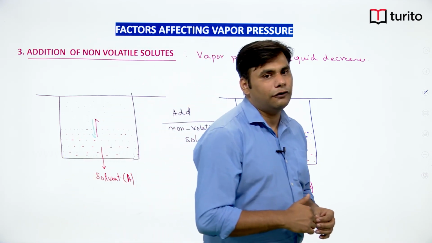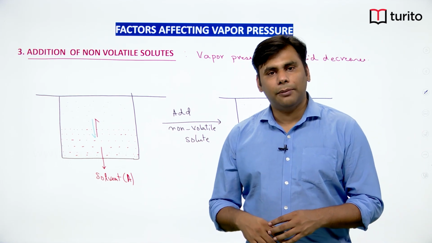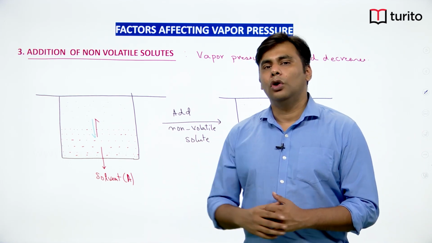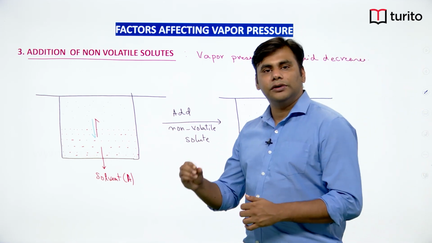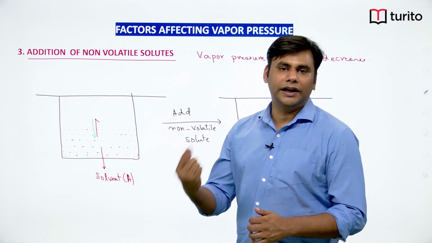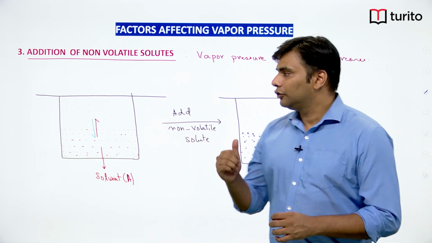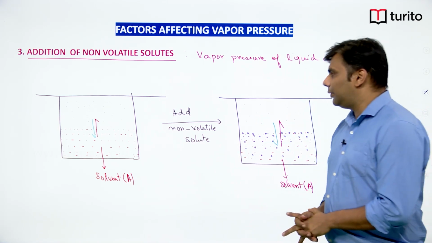Third is the addition of non-volatile solute. When we add non-volatile solute, what would happen? The surface would be occupied by some of the non-volatile solute also. So the number of solvent molecules that were escaping out from the surface would decrease, resulting in a decrease in the vapor pressure. So these are the three very important factors on which the vapor pressure depends.